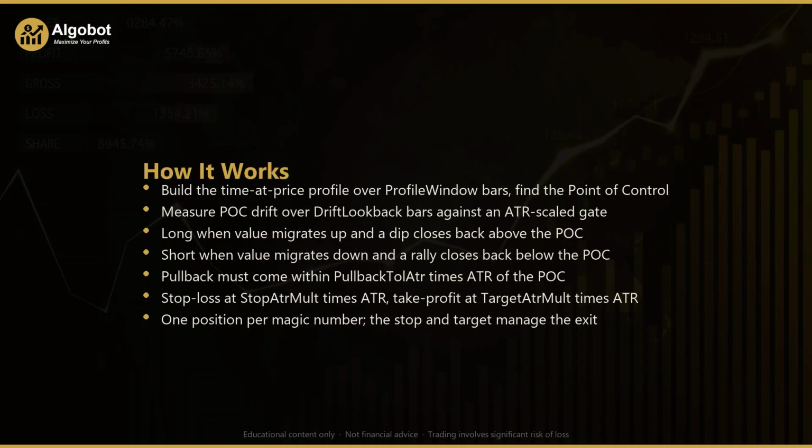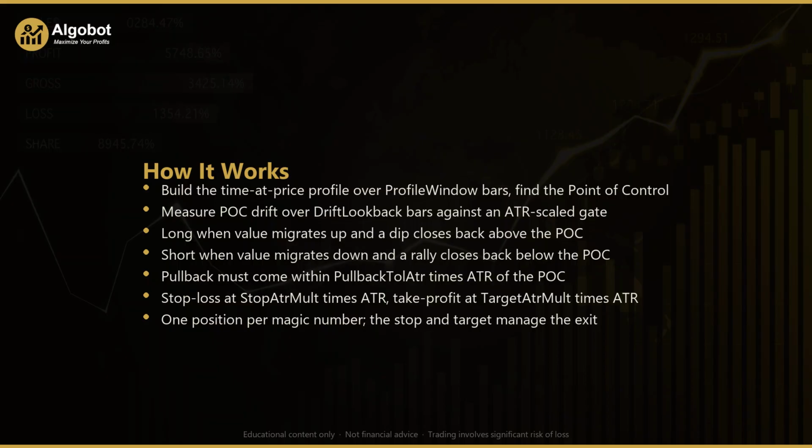Now let us walk through the exact logic, step by step. The expert advisor works on closed bars only, acting once each time a new bar forms. On every new bar, it rebuilds two profiles. The first is the point of control for the window ending at the just closed bar, which we can call the present value level. The second is the point of control for a window ending 20 bars earlier, which we can call the past value level. The difference between them is the drift, and that drift is the heart of the strategy.